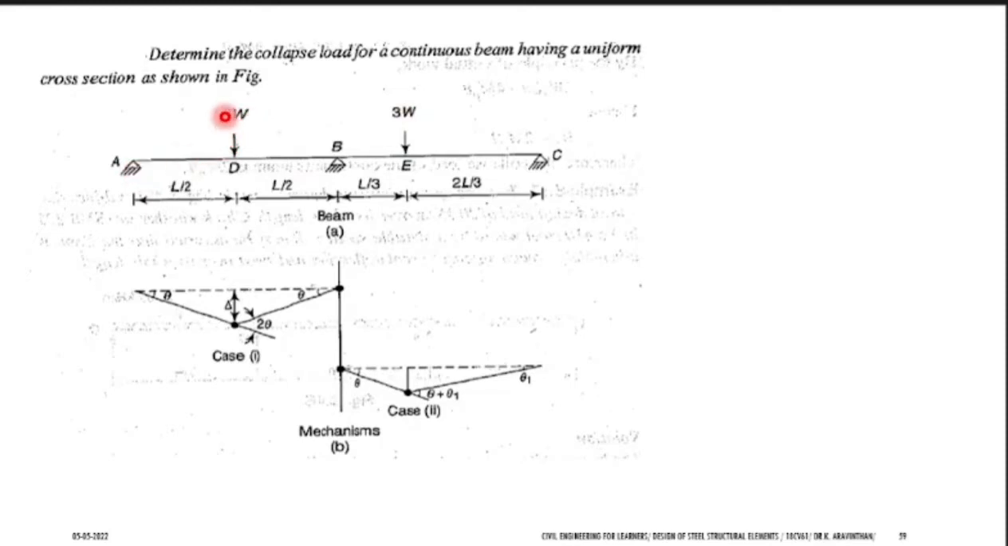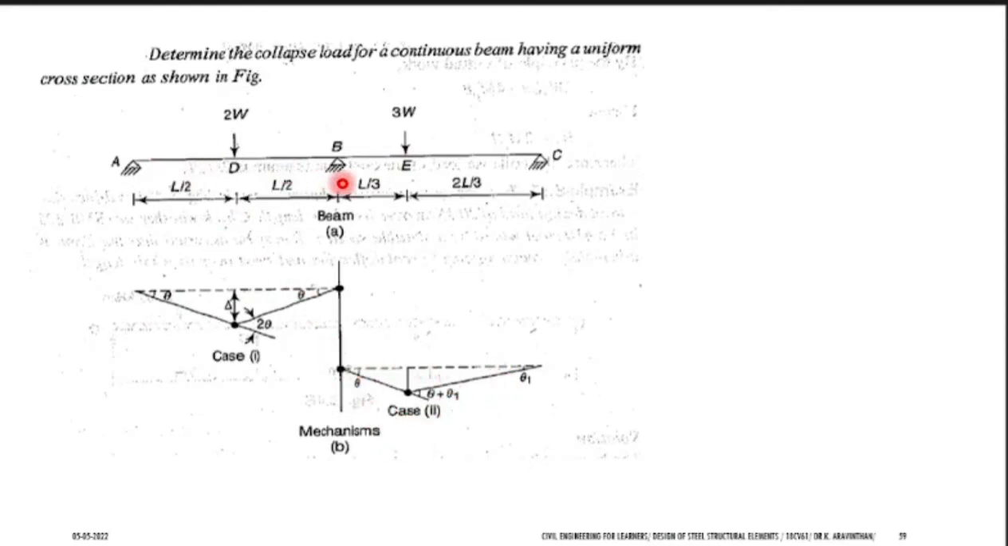For the 2W load, which is on span AB, it is located at the center, that is L by 2 and L by 2, and the second load is acting at L by 3, at 1/3 of the span. These drawings are known as mechanisms.